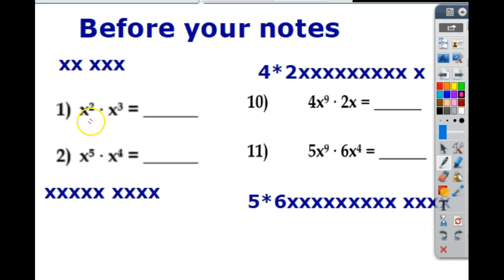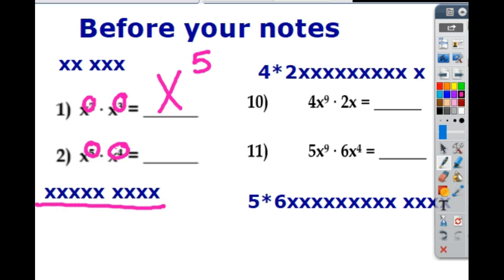So, x squared times x to the third power, that would be the expanded form, but what's the shortcut? Just add those together, and that's x to the 5. You can expand it, or you can just add those together. That's a 5 and a 4. So what's 5 plus 4?